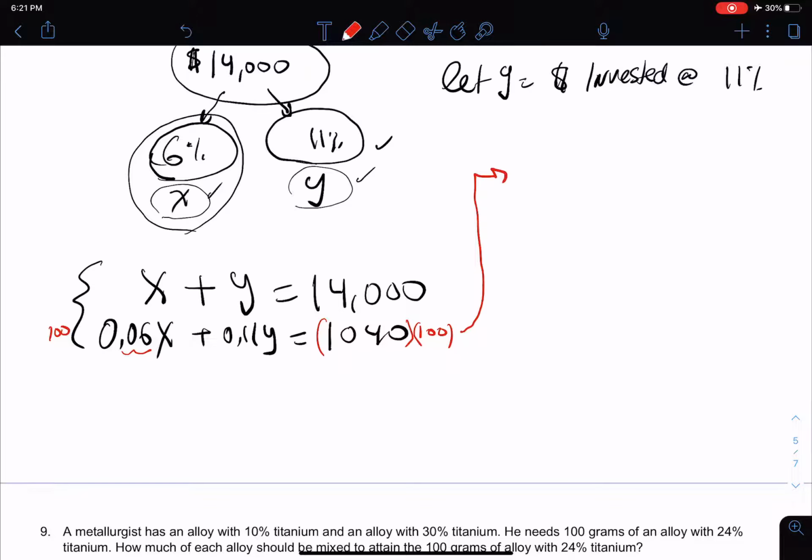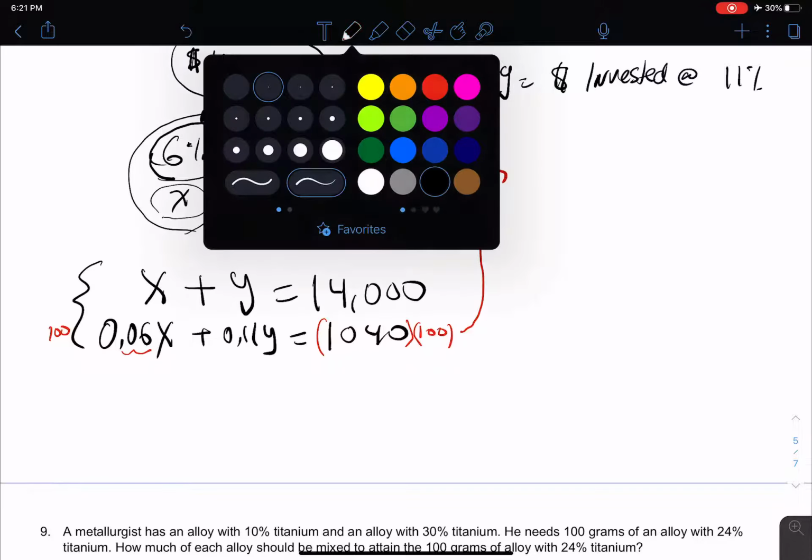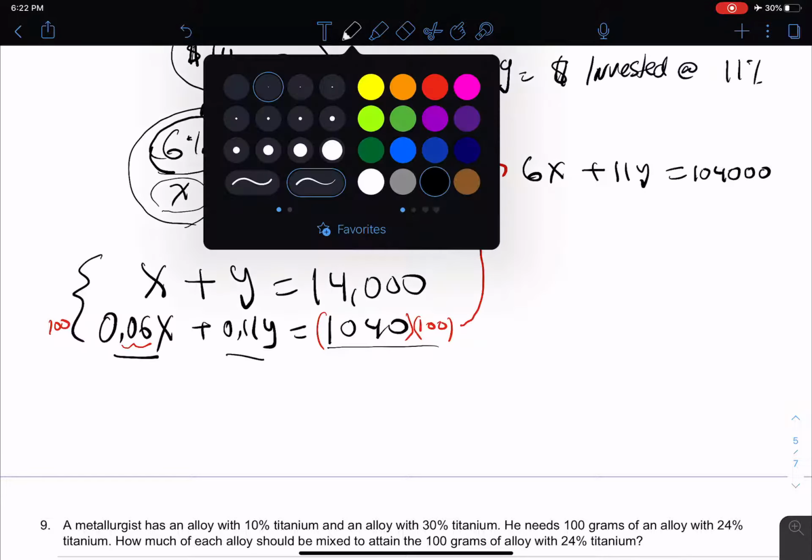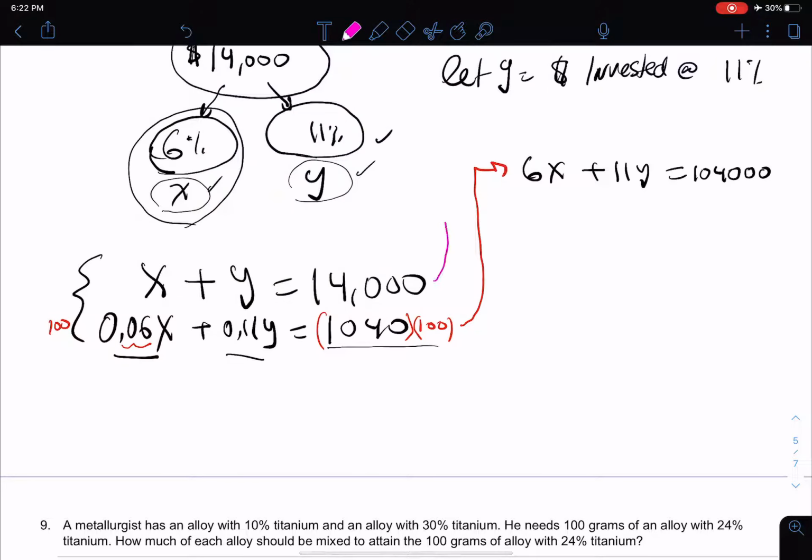And when I do that, let's see, space-wise, is this going to work out? Yeah, I think so. So when I do that, I end up with basically just moving the decimal point over to the right on each one. So this becomes 6x, and this becomes 11y. And this, be careful, move the decimal to the right, becomes 1040, and then two more zeros. So 104,000.